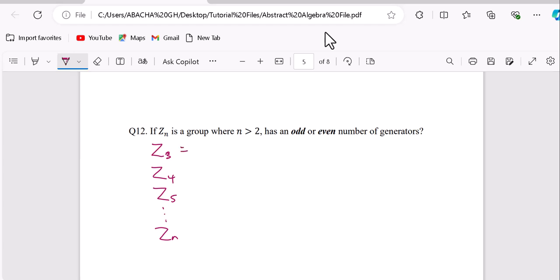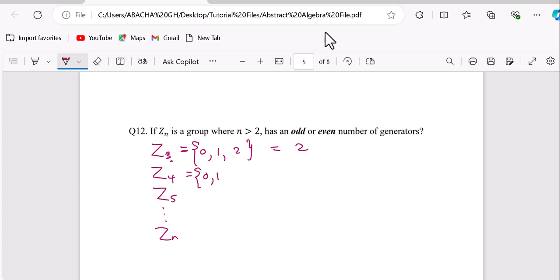Z3, what are the elements of Z3? The elements of Z3 are 0, 1, 2, that is all. And what will be the generators? Well, the generators are all the elements that are relatively prime to this number 3. And so 1 is part and 2 is part. So we have two generators.